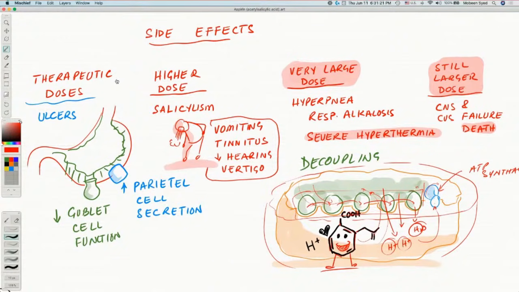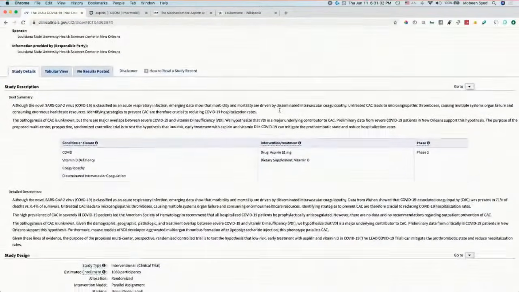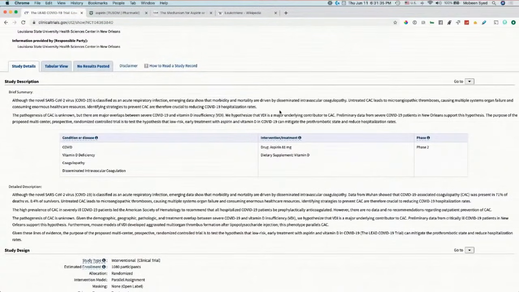And finally, stopping here, I'm going to just quickly show you this trial. This is the lead COVID-19 trial, low risk early aspirin and vitamin D to reduce COVID-19 hospitalization. Here, their basic theory is that vitamin D is necessary to prevent the acute respiratory distress or pneumonia because of COVID-19. And in addition to vitamin D, they're also providing aspirin as an antithrombotic right from the beginning to see that patient does not progress to hypercoagulable state.